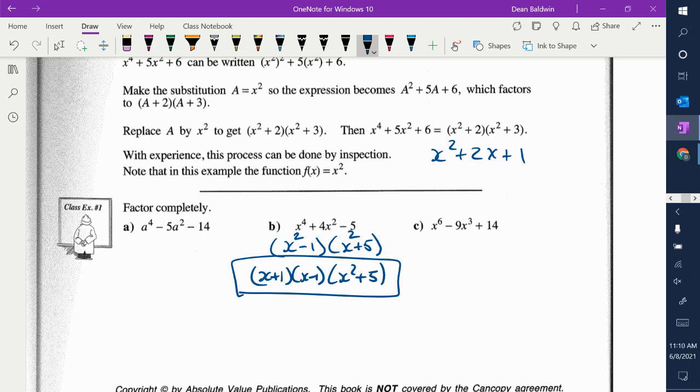So on a test or a quiz, this would be on a quiz. Say this is out of 2 marks. You get 1 mark for this step. You get another mark for this step. Okay? So you keep going until you can't go anymore.